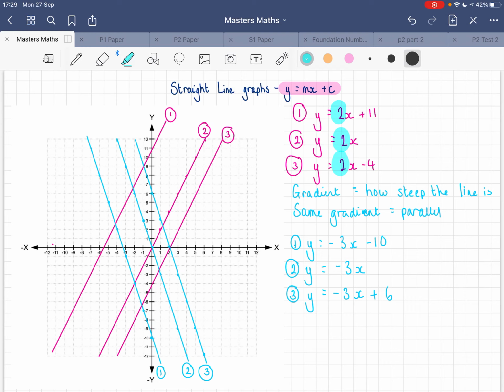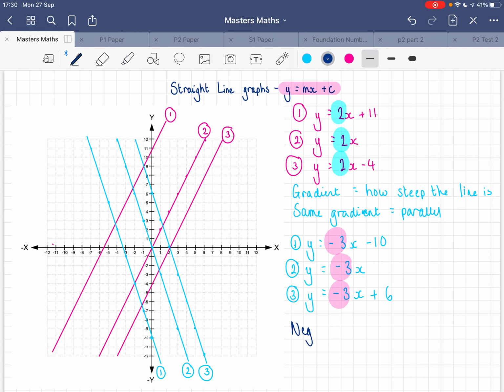and because they're all 2, that means that they are parallel. So for the equations, the blue ones, the first line is y equals negative 3x minus 10. Then we've got y equals negative 3x, and then y equals negative 3x plus 6. This time, they're all negative 3. So that means the gradient on all 3 of those lines is negative 3. So again, they're parallel to each other. The important part is that this is a negative gradient. So negative gradients go in a different direction across the graph.